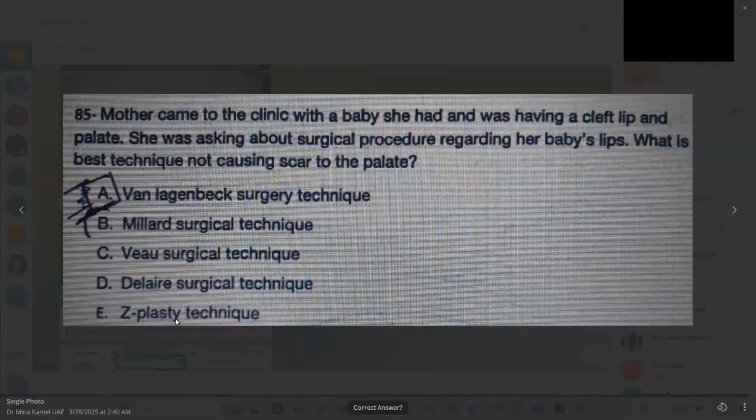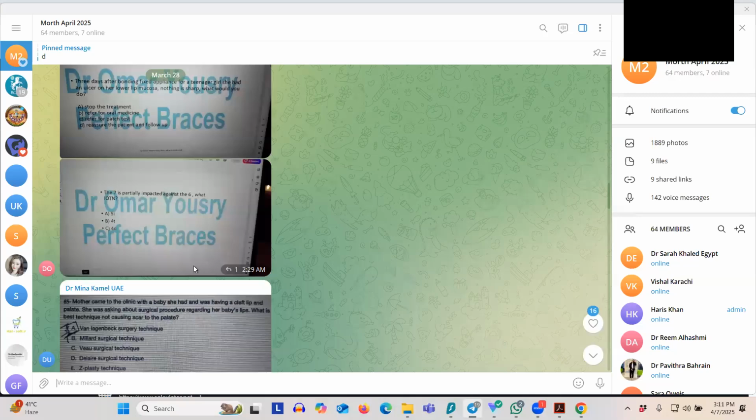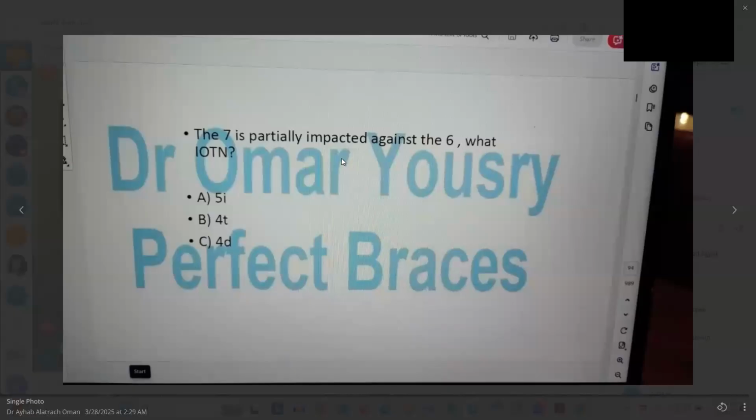Doctor, why 40 for the previous question? That is partially erupted, tipped against the other teeth. So partially erupted. Okay, partially impacted, that's erupted. So 40. Okay.